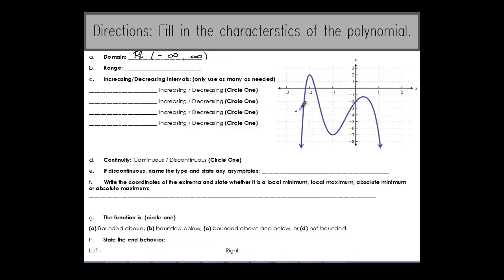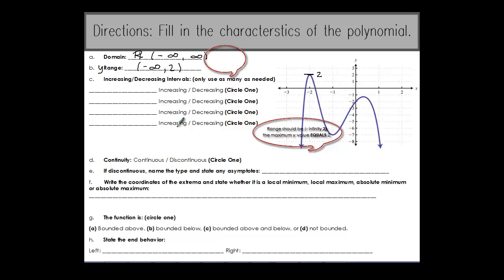Our range, on the other hand, does have a clear start point, which is right here at positive 2. Remember, your range is your y values. Since it starts at 2 and goes down, our y values get smaller. We say our range goes from negative infinity to 2. We always write least to greatest.